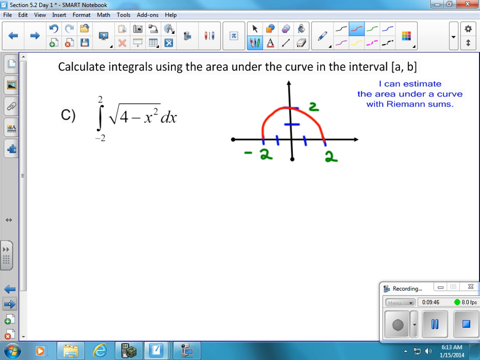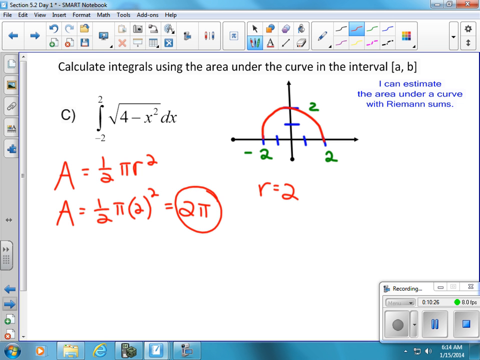All right, calculate the integrals using the area under the curve from the interval -2 to +2. If you draw this function, you get 1/2 of a circle. The area of 1/2 of a circle is 1/2 pi r squared. As I see it, this half circle has a radius of 2. So we're just going to plug that in. Notice how this can be a lot simpler than making a bunch of rectangles. So if you can find a geometric figure to calculate the area under the curve, do it. So this is 2 pi, I believe, and that's our answer.